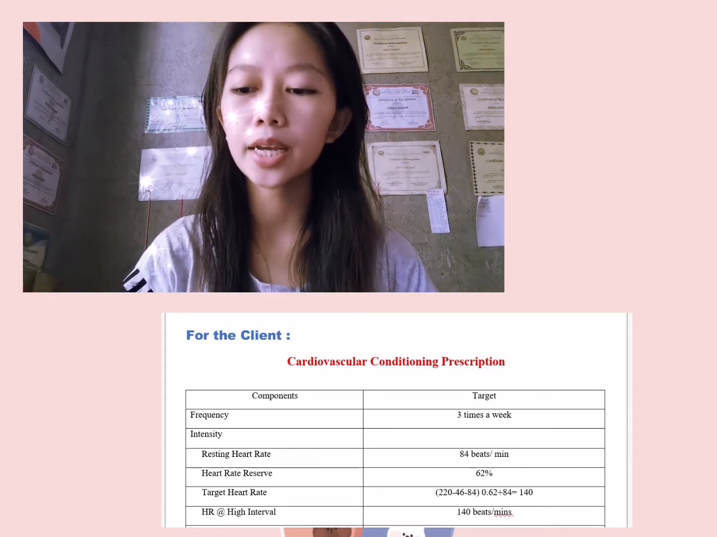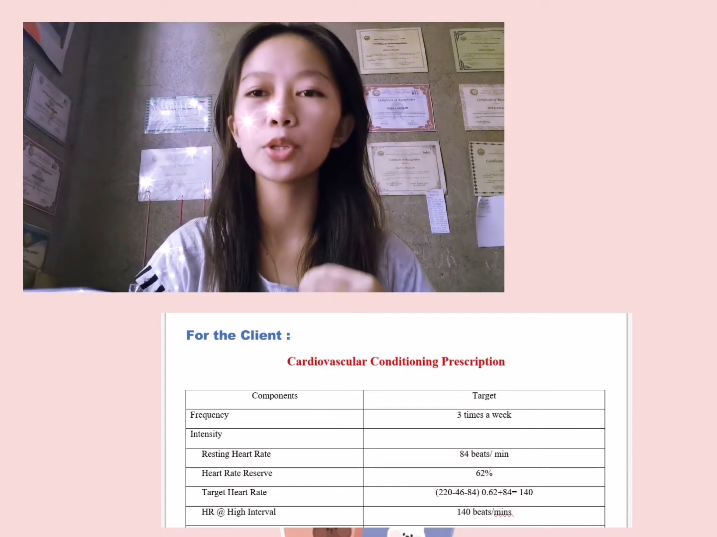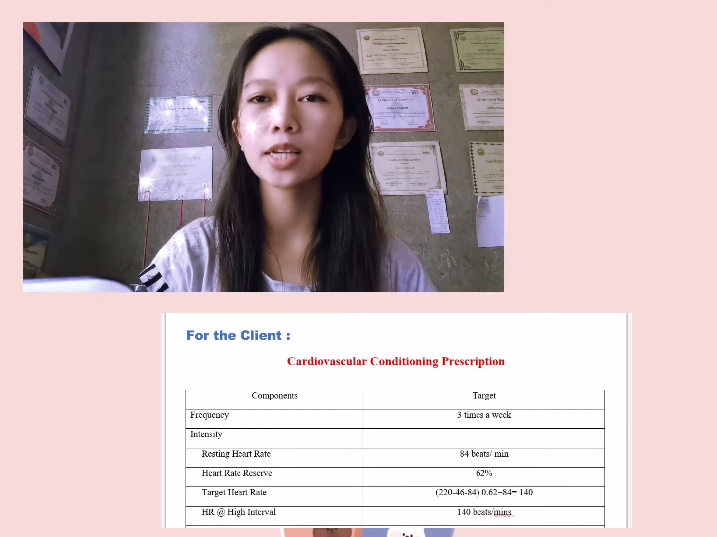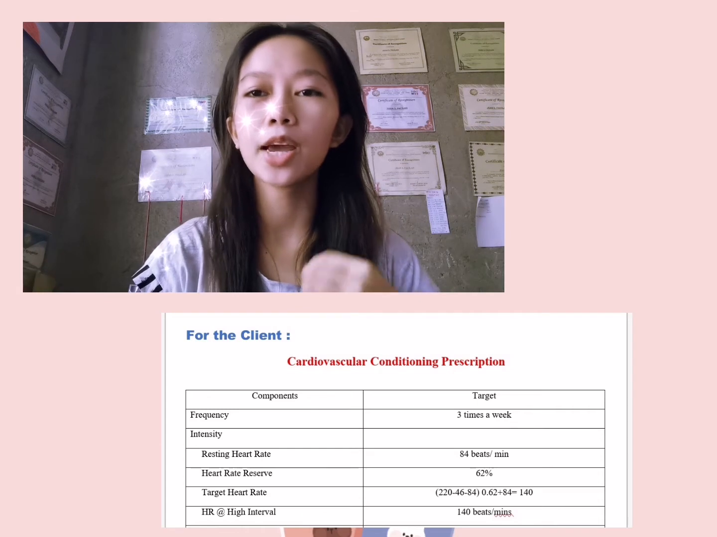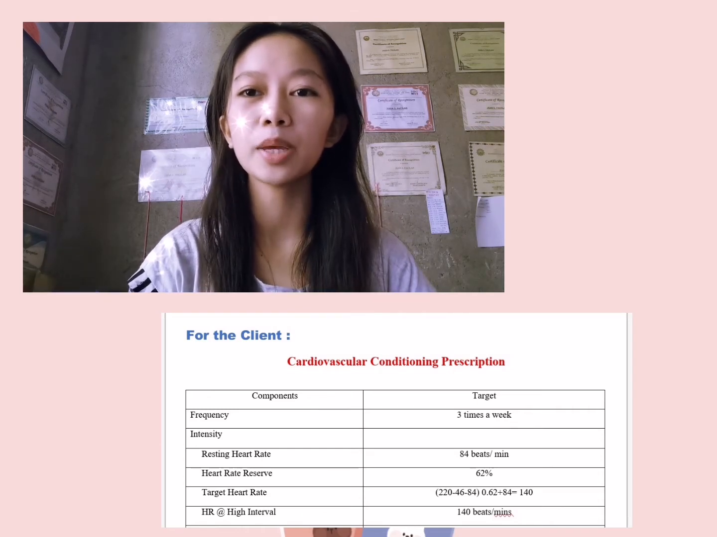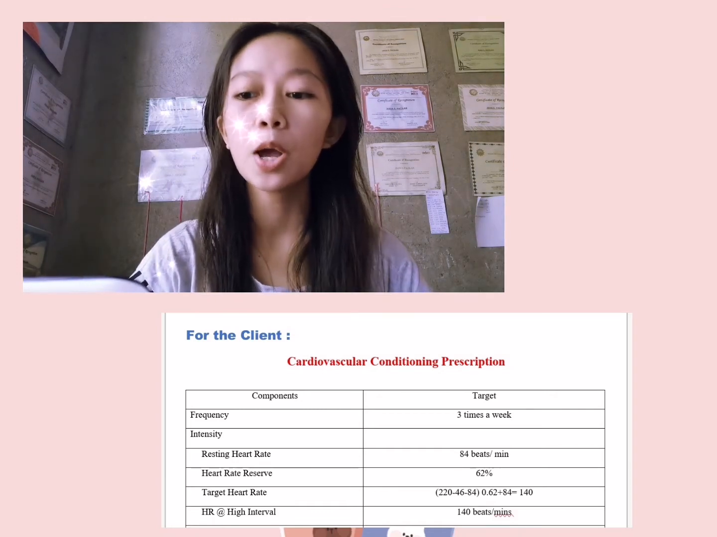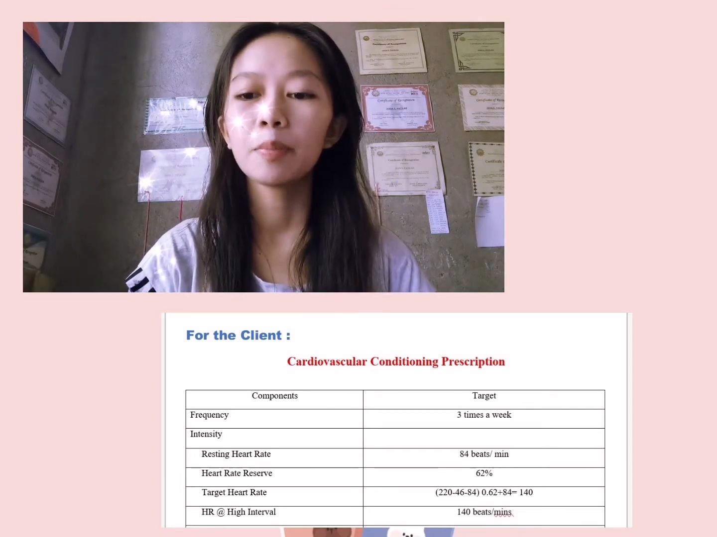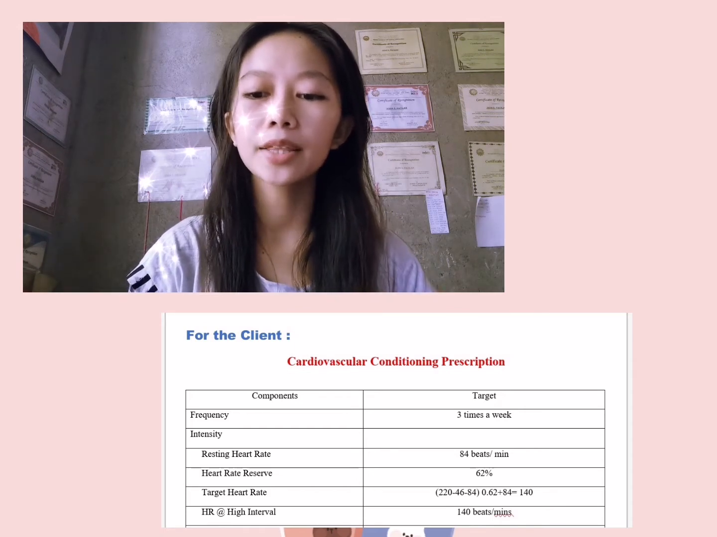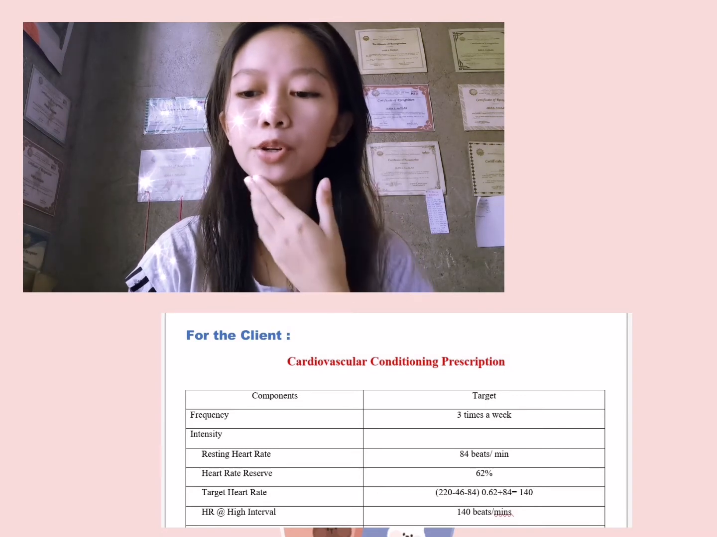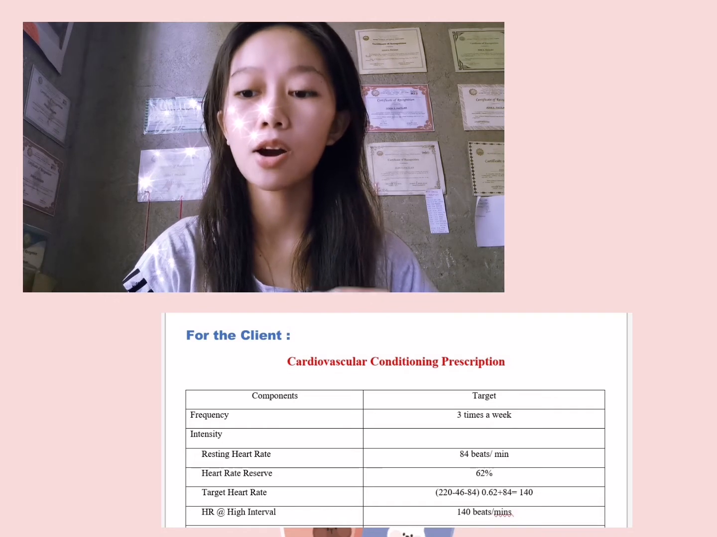Target heart rate is 140. So how did we come up with 140? It is 220 minus her age, 46, and then that is subtracted again with the 84, which is our resting heart rate. Then it is multiplied by the heart rate reserve, which is 62%, and then added to the resting heart rate, which is 84, so we come up with 140. Our HR at high interval is 140 beats per minute, and this is our target heart rate.